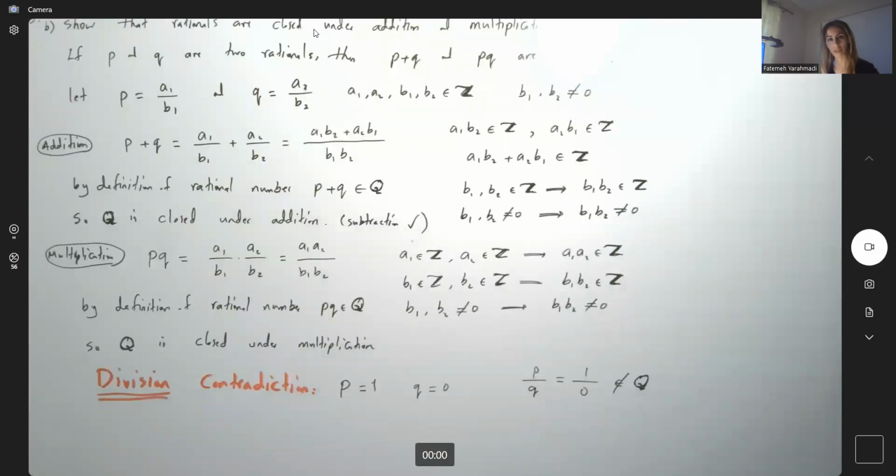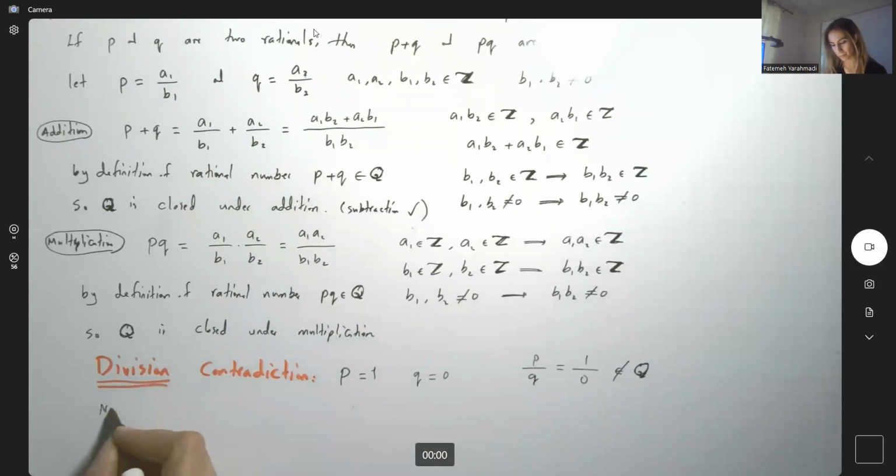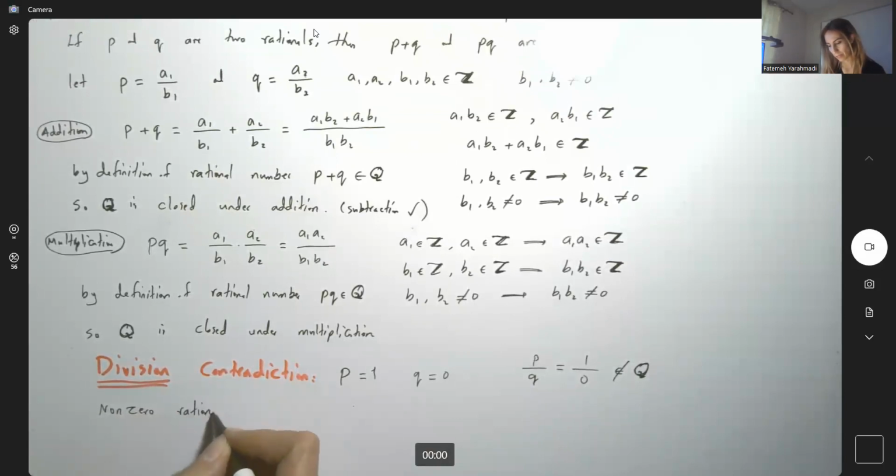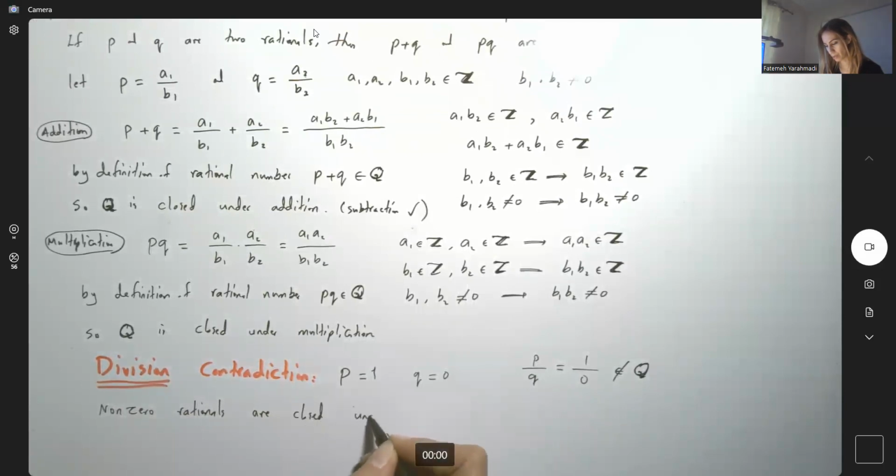So let us quickly write this down. Non-zero rationals are closed under division. So when we're talking about non-zero rationals, we are excluding 0 from rationals. Q minus 0. Non-zero rationals, or Q minus 0, is closed under division.